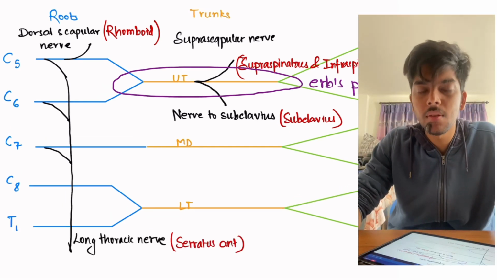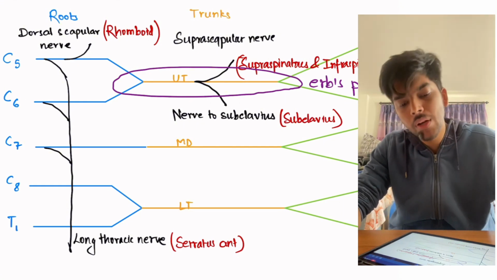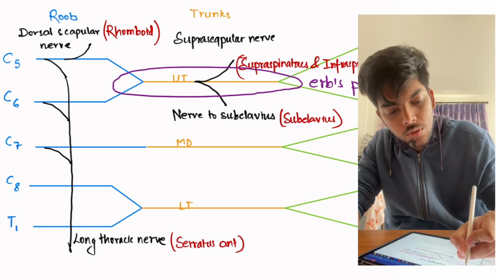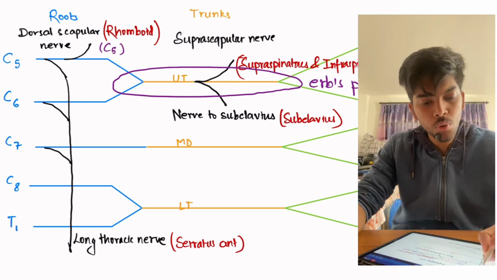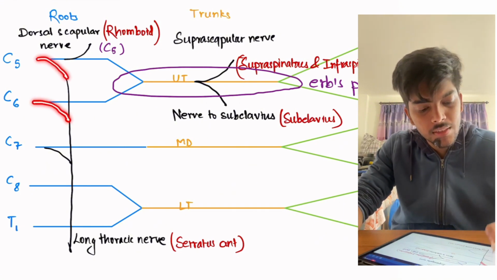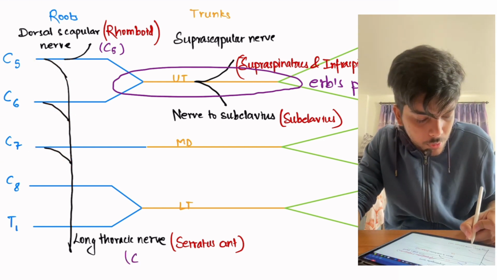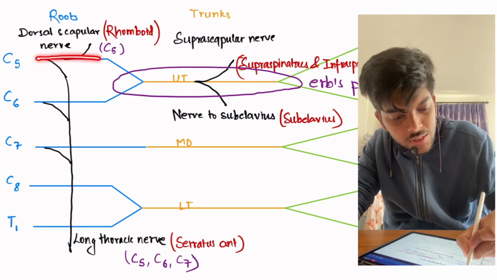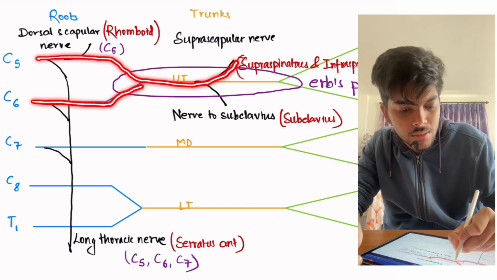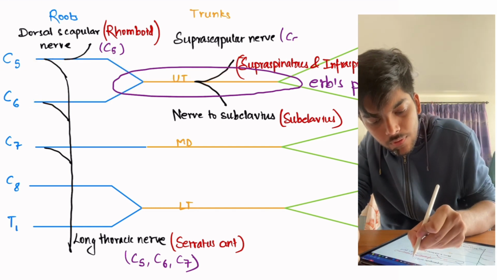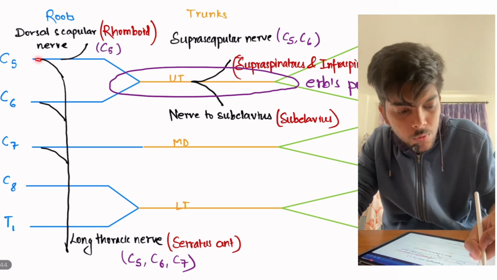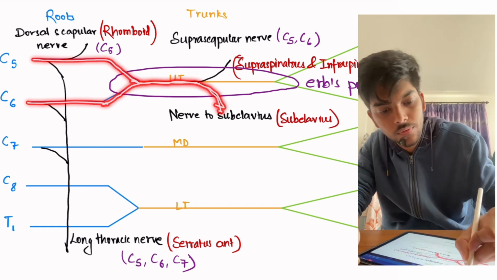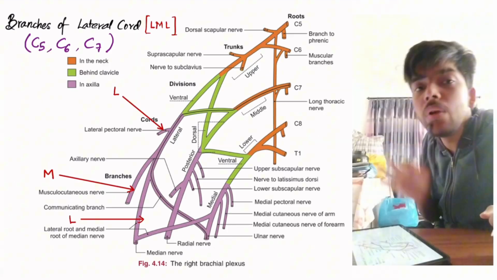We also need to know the spinal nerves that contribute in the formation of these branches. For example, in the formation of the dorsal scapular nerve, the C5 spinal nerve is responsible. So contribution from C5. In the formation of the long thoracic nerve, you have contribution from C5, C6, and C7 spinal nerves. In the case of the suprascapular nerve, there's contribution from the C5 spinal nerve as well as the C6 spinal nerve. C5 and C6. The same is also true for the nerve to subclavius. So there's contribution from the C5 spinal nerve and the C6 spinal nerve. C5, C6.